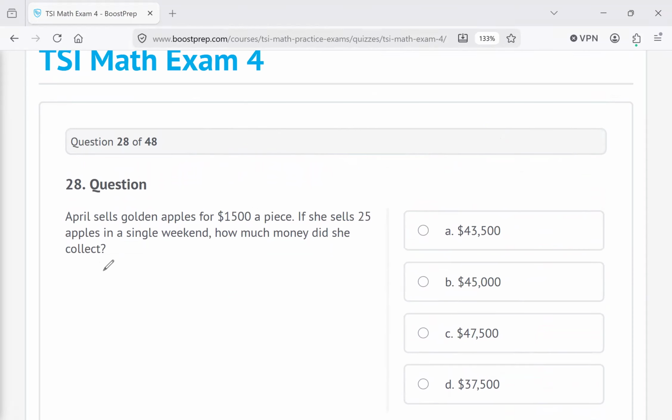April sells golden apples for $1,500 a piece. If she sells 25 apples in a single weekend, how much did she collect? So it's just going to be 25 times 1,500. That's it. Okay, so when you do that, I get 37,500. So that would be letter D.